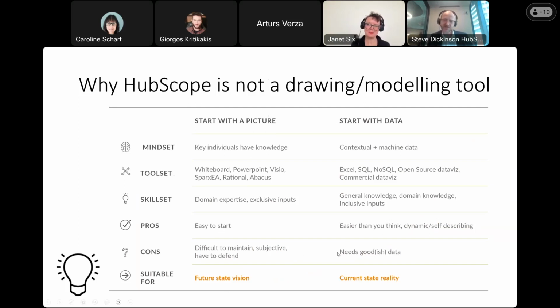So that's the kind of distinction in my mind: starting with a picture and drawing a whiteboard or using PowerPoint is fine for future state, because it sets that view, it sets that goal. But for current state, find something that's data driven. There's a number of ways to do that.